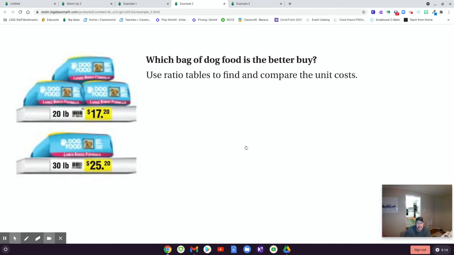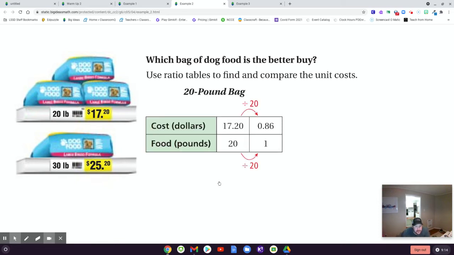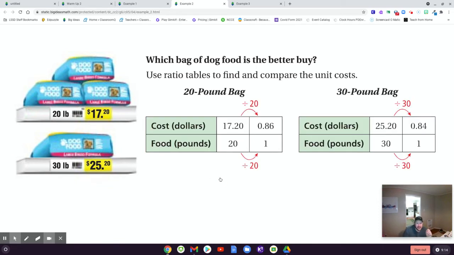Okay, now let's go through how you could do this. What they actually did is calculate the unit rate. For the top one, they did $17.20 divided by 20 to figure out it was 86 cents per pound. For the bottom one, they did $25.20 divided by 30 and turned it into a unit rate, which is 84 cents per pound.